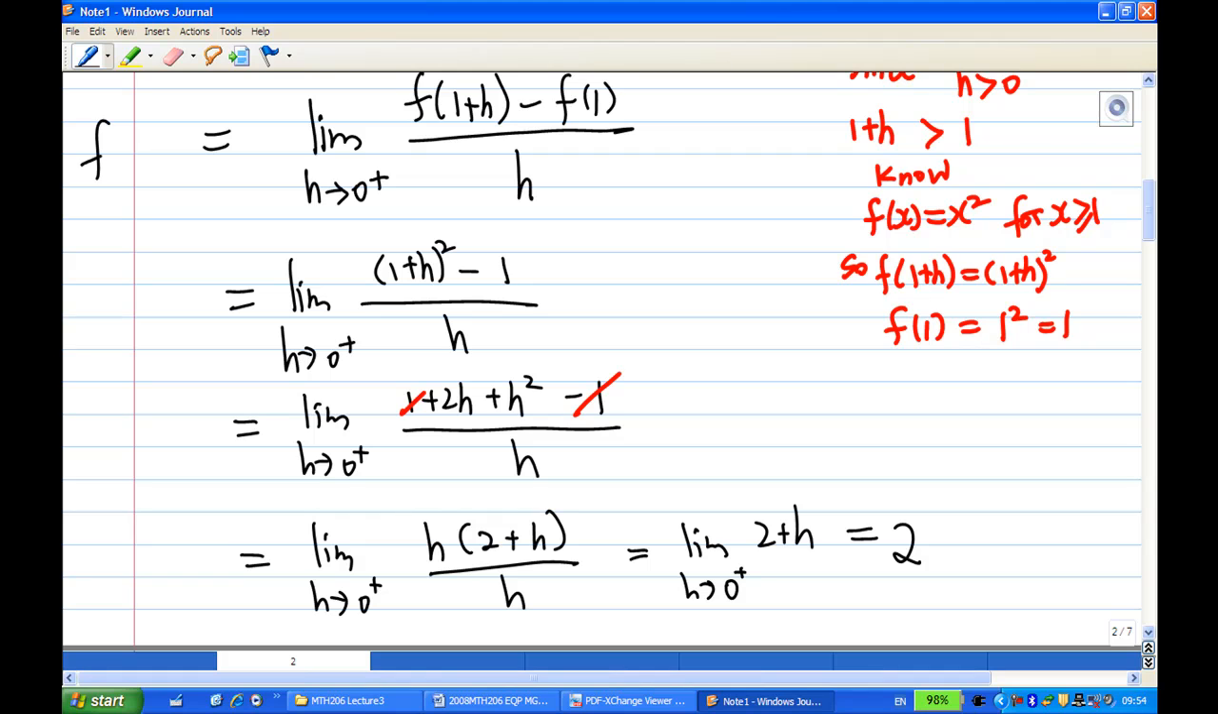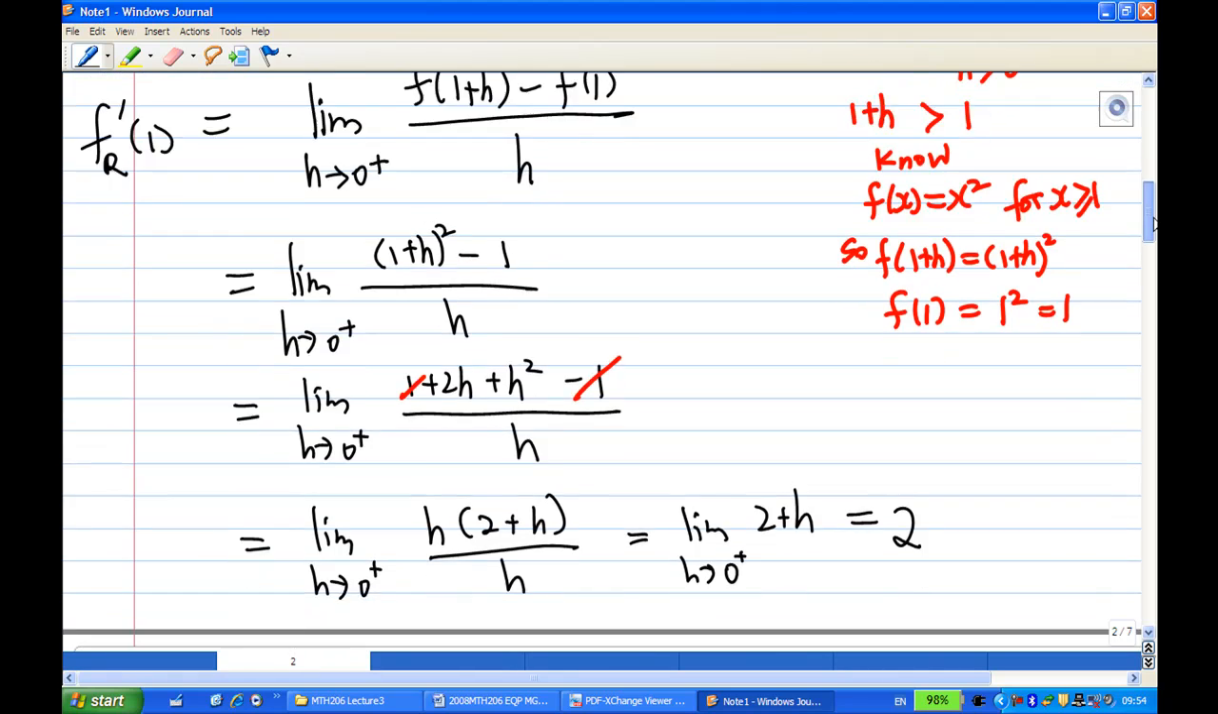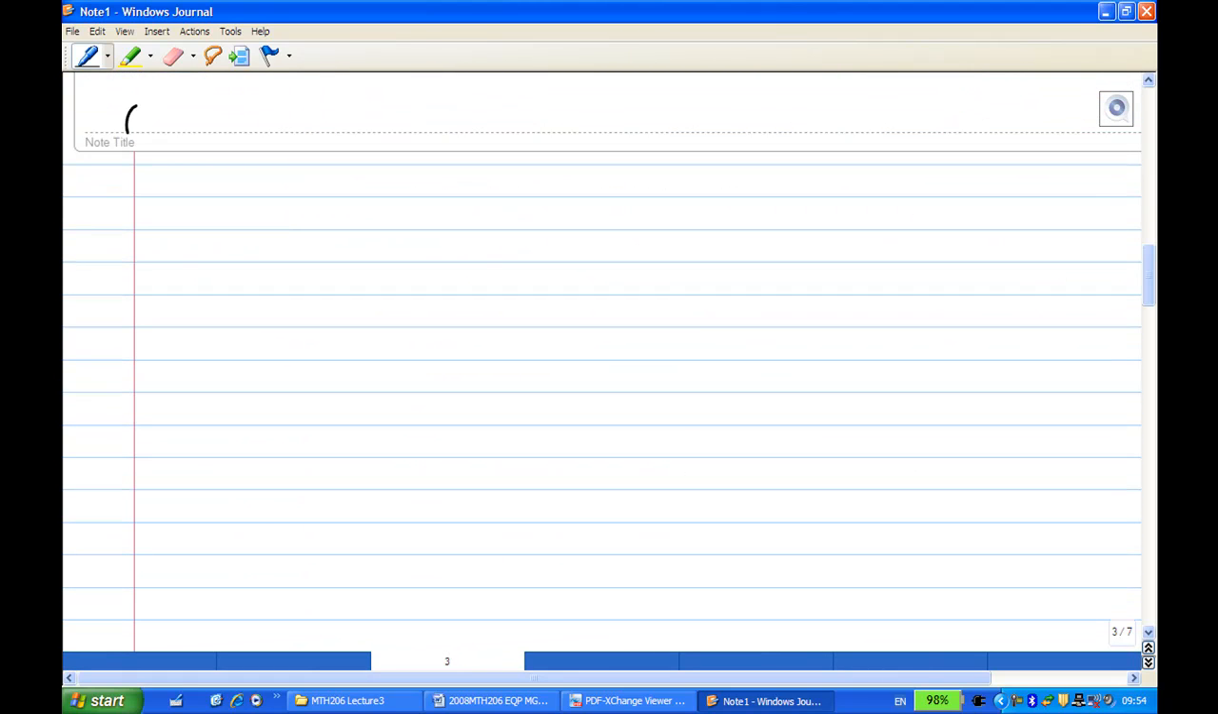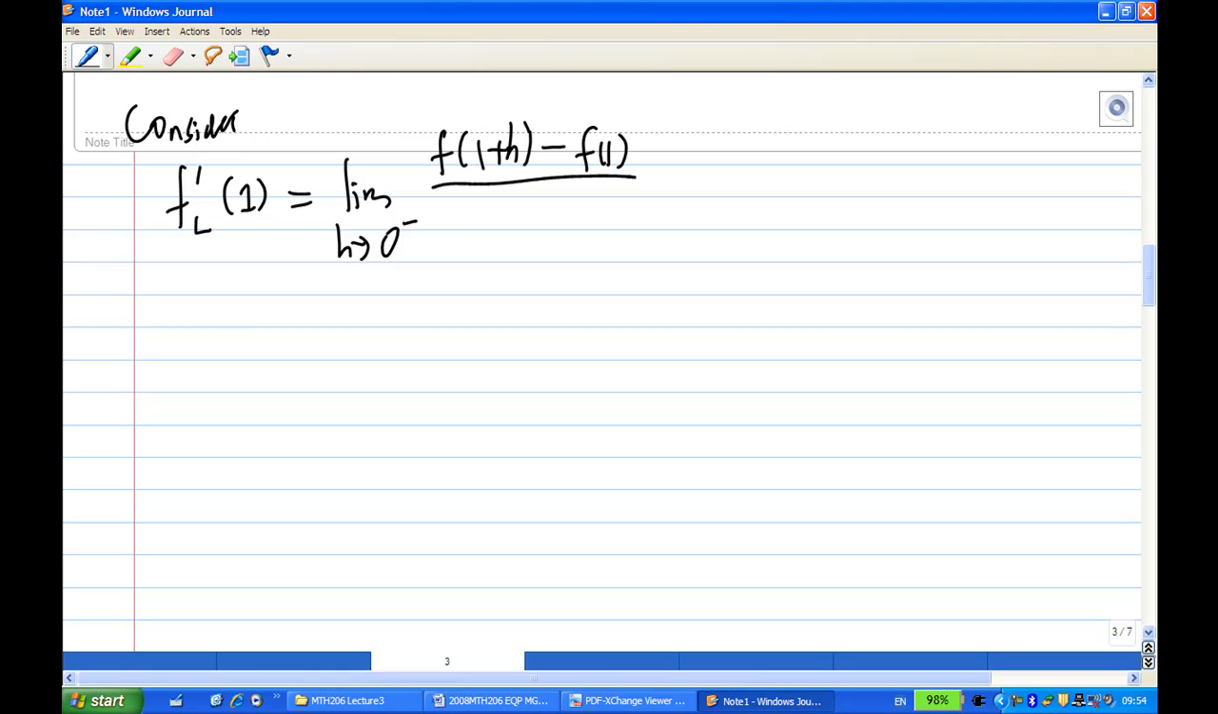Let me write this: f r prime of 1, the derivative from the right. Now let's look at the derivative on the left. Okay, so let's consider another one. Consider f l prime at the point 1. This is the limit as h goes to 0 minus of f of 1 plus h minus f of 1 over h. This is called the difference quotient, and we're going to take the limit as h goes to 0 minus.